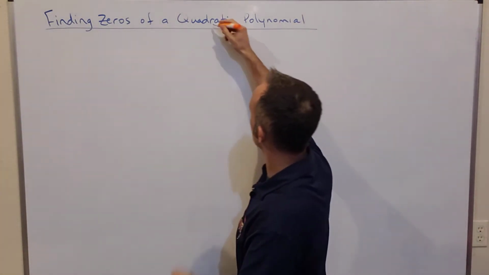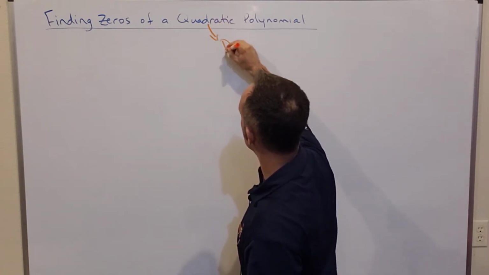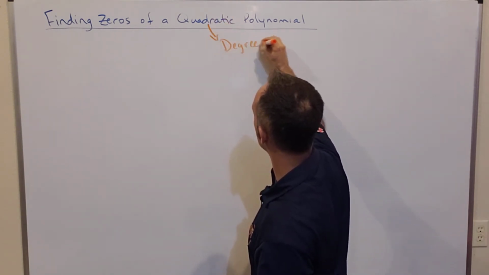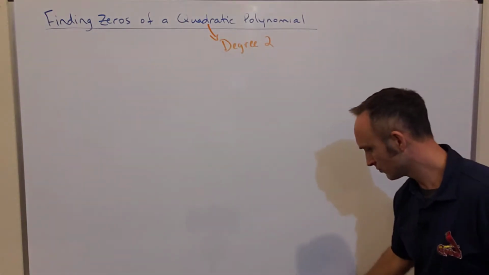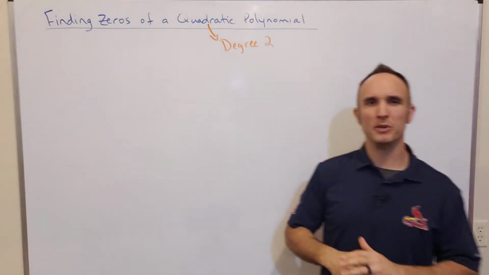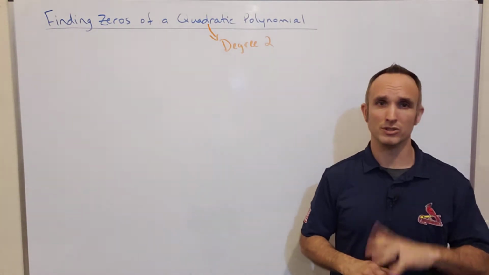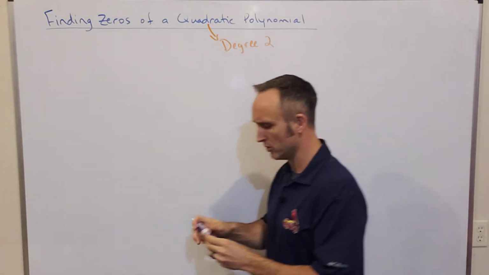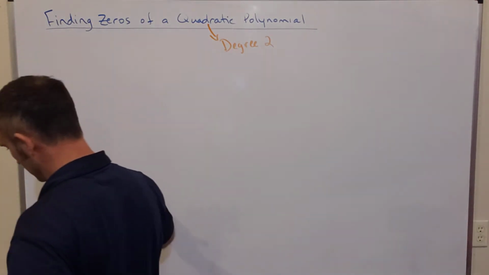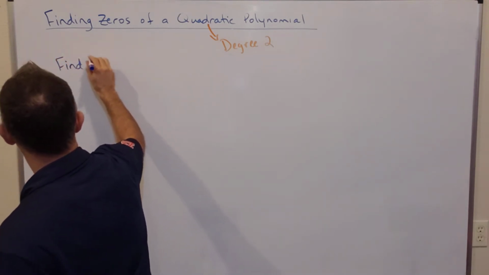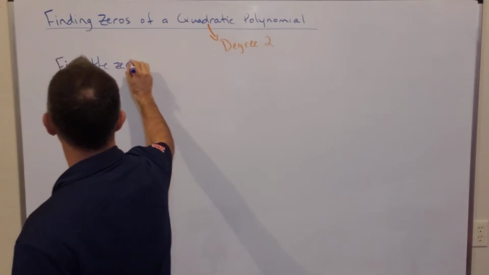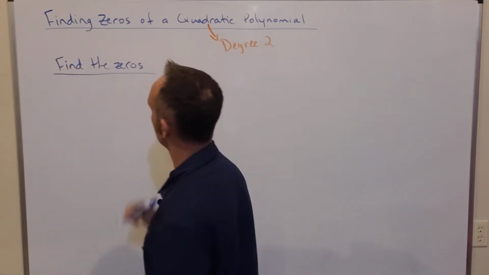Well, quadratic just means the degree is 2. It has x squared, okay? So degree 2. And so these types of polynomials are pretty simple to find zeros of, and we'll kind of see why as we go through. We'll go through some examples here. Find the zeros.